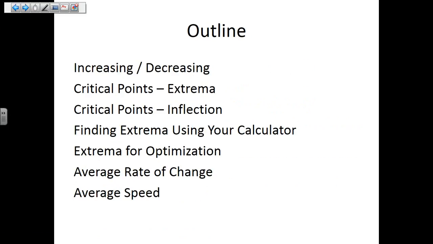Our outline for this video: we'll be talking about the difference between increasing and decreasing in a function. We'll take a look at the two types of critical points, extrema and inflection points. Then we'll take a look at how to find extrema using your Inspire calculator, and how to use extrema for an optimization problem. In this case, it will be the volume of a cylinder. We'll take a look at the average rate of change of a function, and then use that average rate of change to find the average speed of an object.